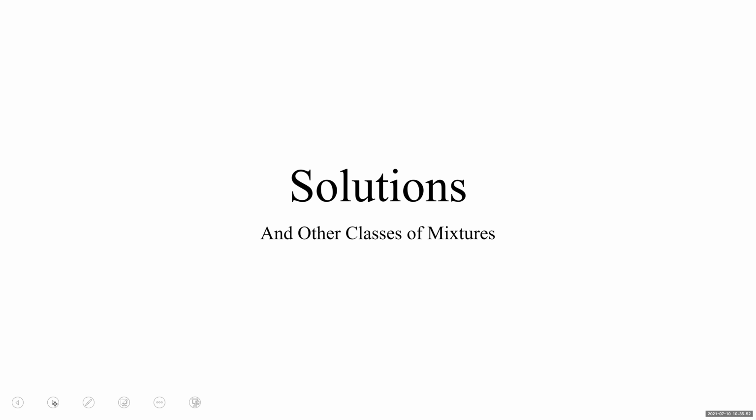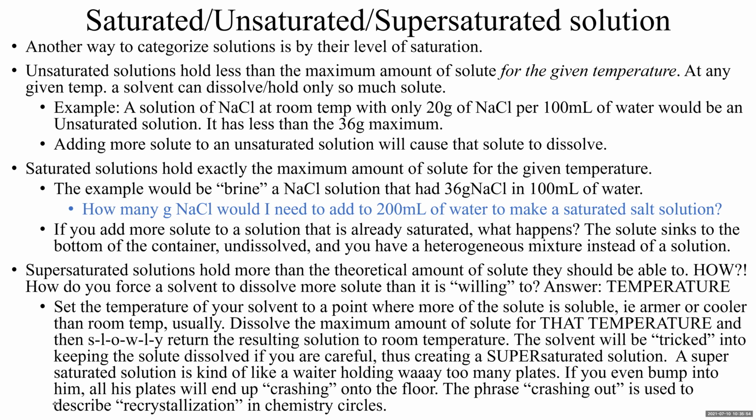First, we'll start off with the level of concentration. There are three levels of concentration. Unsaturated is the least concentrated, then saturated, and then supersaturated. So what does it mean? To be unsaturated means that the solvent is holding less solute than it is technically capable of holding at a given temperature. There's a limit to how much solute you can dissolve in a solvent, and that limit is temperature dependent.